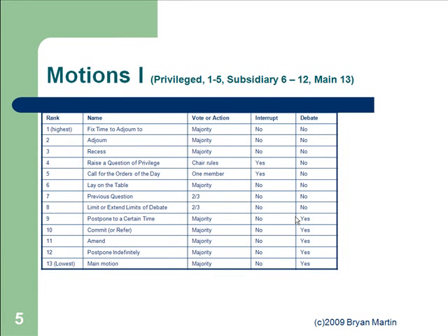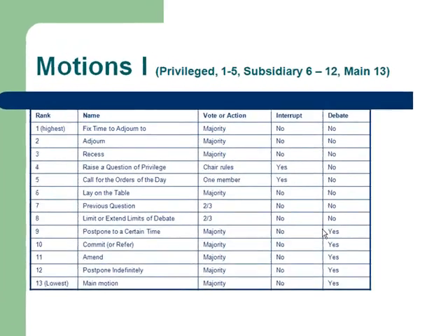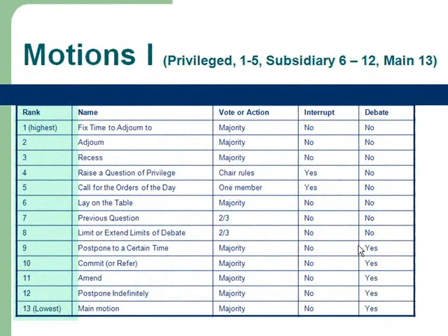Motions. This table is very important. What you should notice is on the left-hand side, we have a column entitled rank, with 1 being the highest and 13 being the lowest. These are the ranks of precedence. And as you can see at the top, privileged motions are those 1 through 5, subsidiary are 6 through 12, and the main motion, the lowest, is 13.